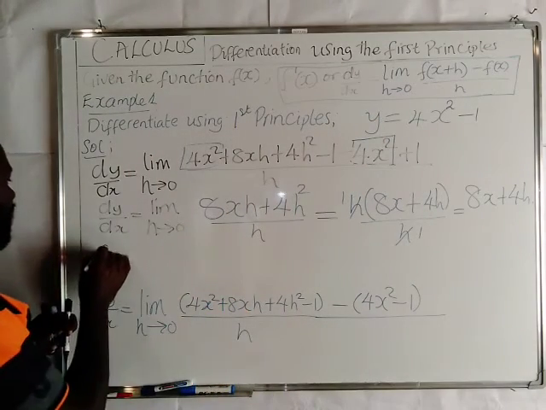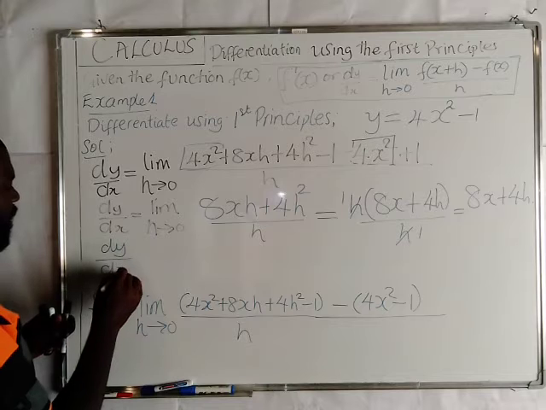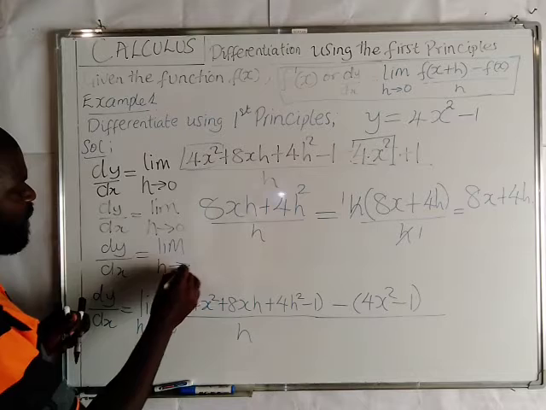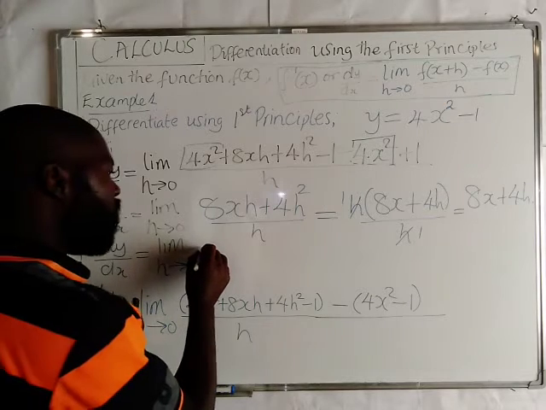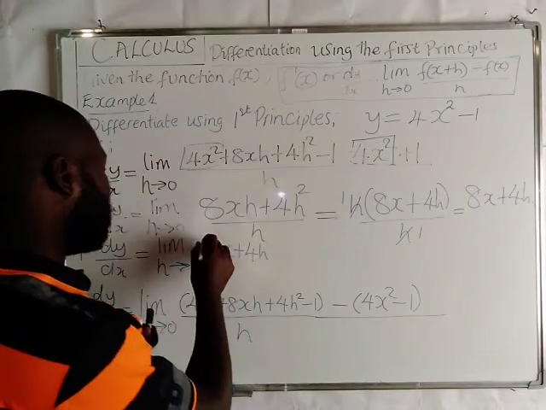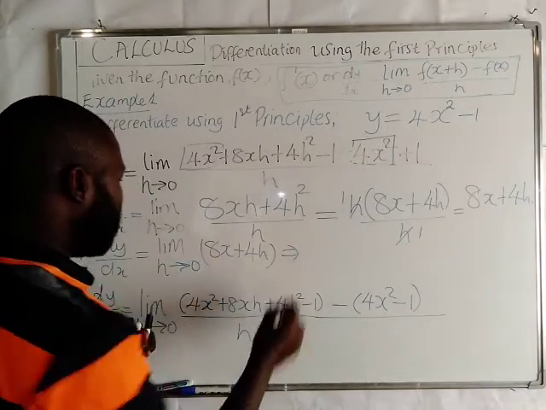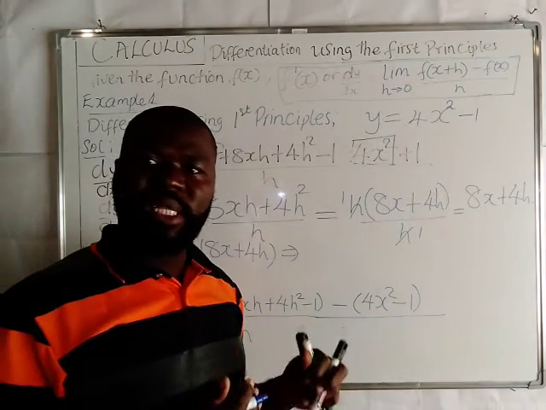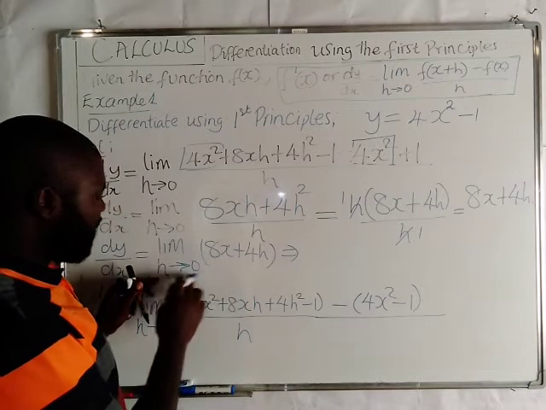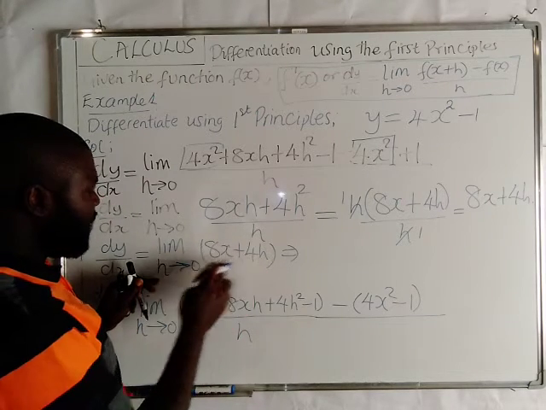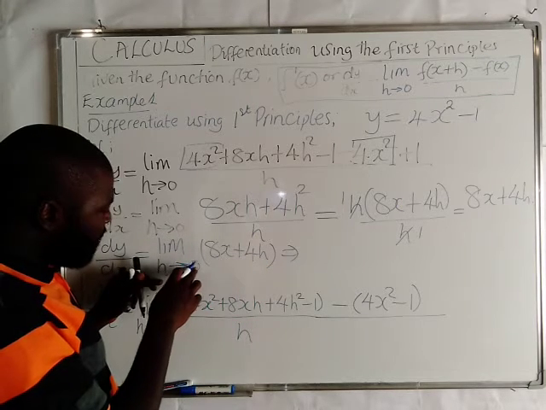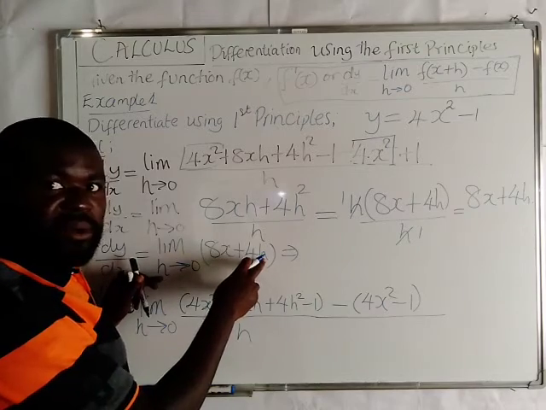We continue, we say dy dx is equal to the limit as h approaches 0 of 8x plus 4h. Okay, so now at this point, all we need to do is to evaluate this limit here, then we'll be done. So the way we evaluate this limit here, we are supposed to substitute the limit into h, because we are told as h approaches 0. So wherever we have h here, we put a 0.